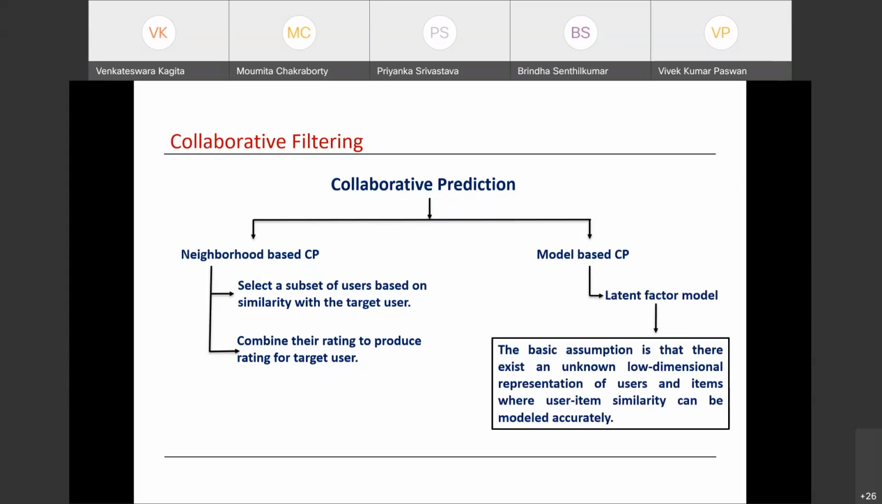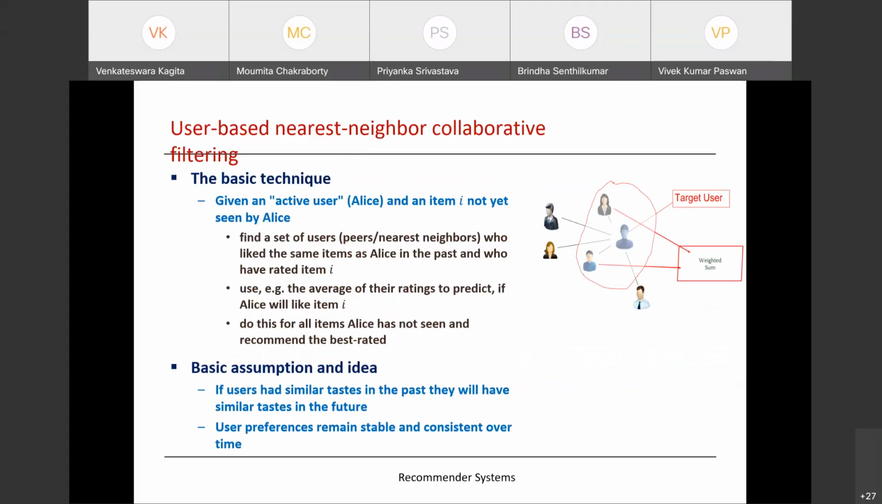In case of model based collaborative filtering, we have a latent factor model. This is one of the model based collaborative filtering approaches that we're going to discuss. A latent factor model assumes that there exists an unknown low dimensional representation of users and items, so that when you find user item similarity, it can be modeled accurately. We'll see an example, then you will understand it better rather than describing it this way. We'll see it in the coming slides. If you don't understand, please let me know at that time.